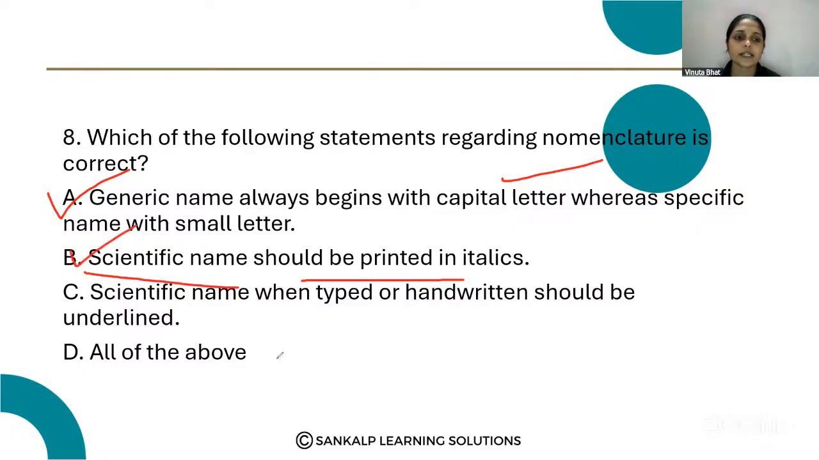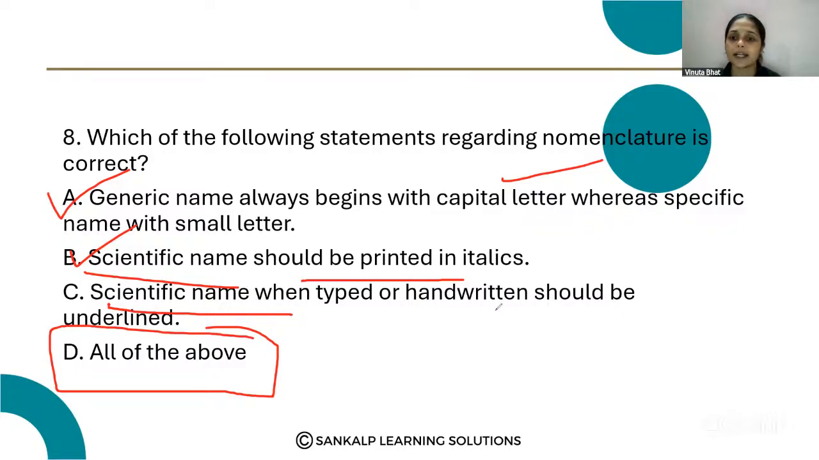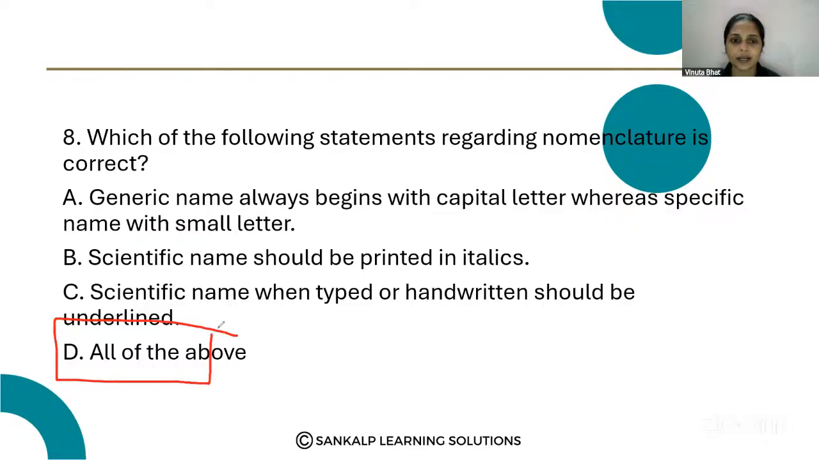So we can go directly to option D, all of the above. The correct option is option D. See option C also, scientific name when typed or handwritten should be underlined. Yes, option C is also correct. So you can directly tick option D, the correct answer, all of the above. Please note down this question.